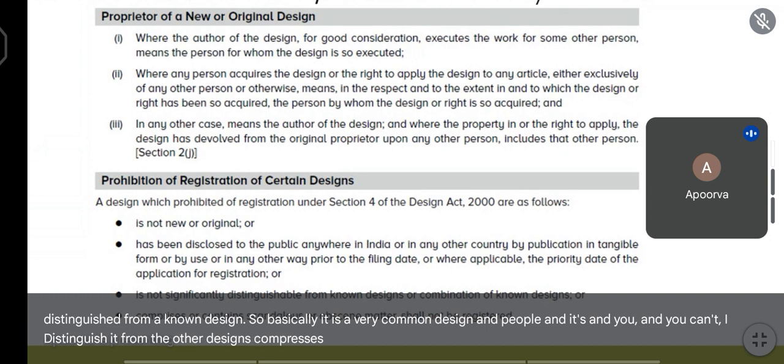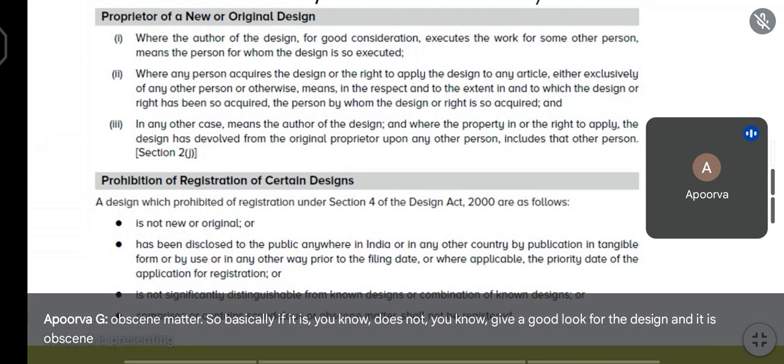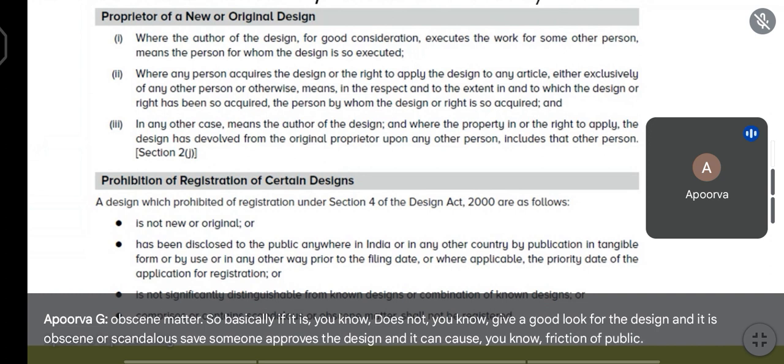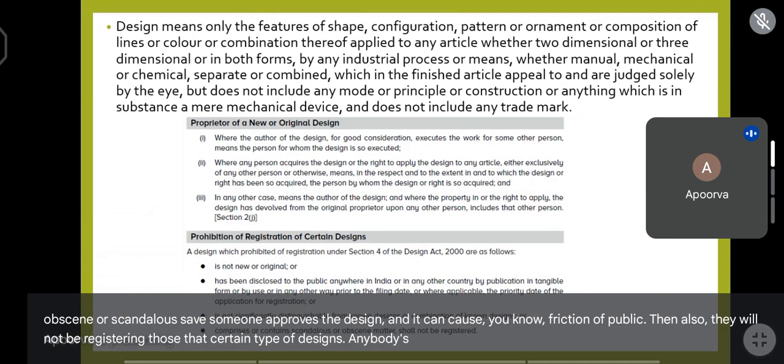Compresses or contains scandalous or obscene matter. So basically, if it does not give a good look for the design and it is obscene or scandalous, say if someone approves the design and it can cause friction of public, then also they will not be registering certain types of designs. Anybody's got any doubt?